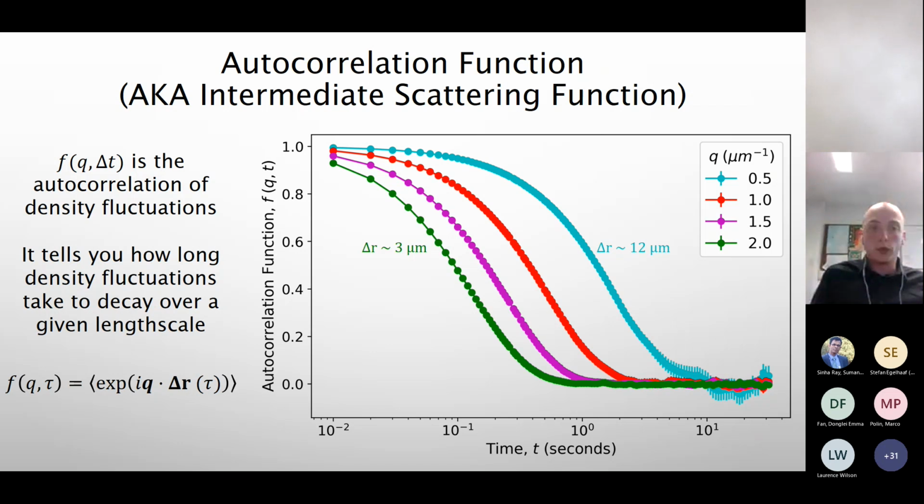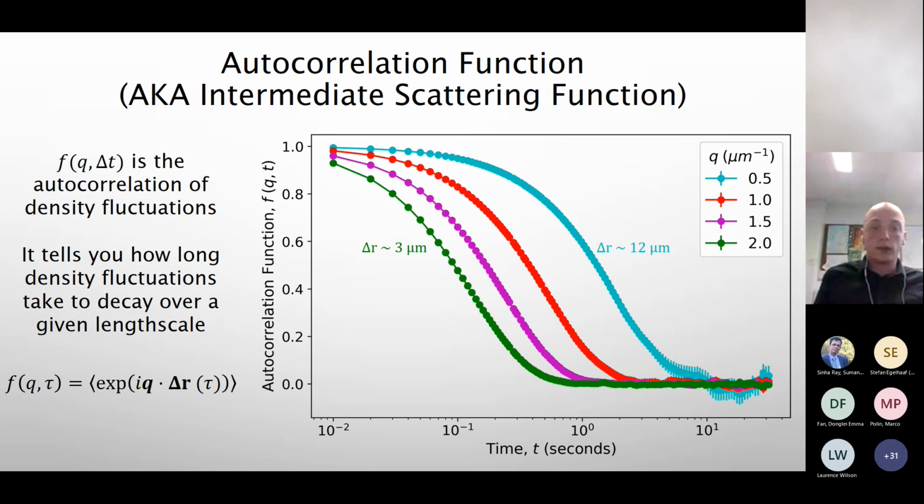So each one of the curves on the data on the screen here is the ISF for diffusing spheres in water. Each one of the curves corresponds to a different Q, which is an inverse length scale. So effectively, the lower the Q I look at, the larger the length scale I'm looking at, the larger the distance traveled. The green line on the screen tells us that the particles we're looking at take about a tenth of a second to move about 3 microns. The blue line tells us that it takes a second, maybe 2, to move about 12 microns.